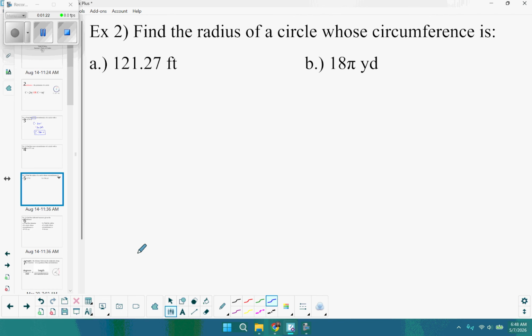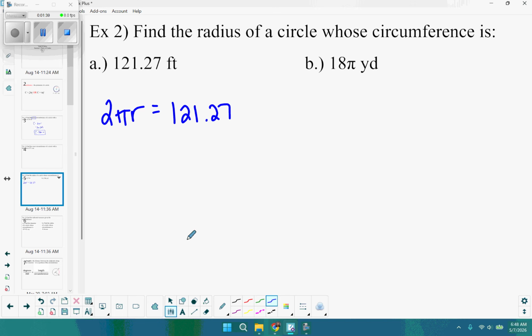For example 2, now we're going to work backwards. It says find the radius of a circle whose circumference is given. So in the first one, it's 121.27. So since we're looking for radius, I'll use the 2 pi r version of the formula, and we're going to set it equal to what is the circumference.